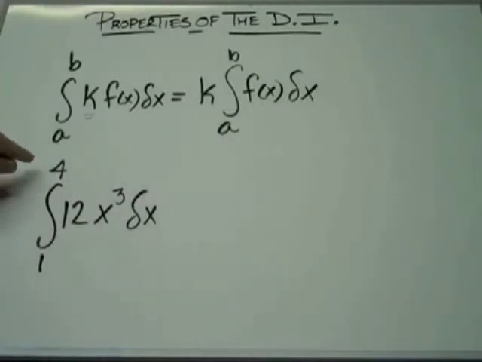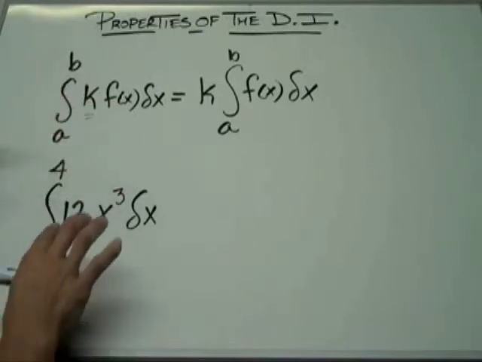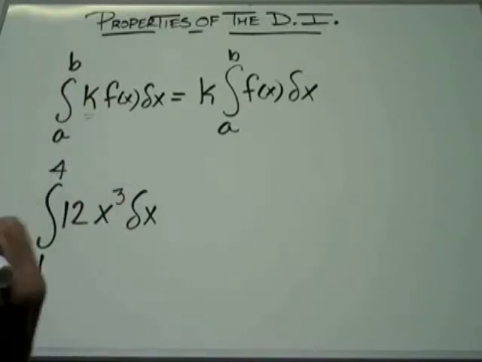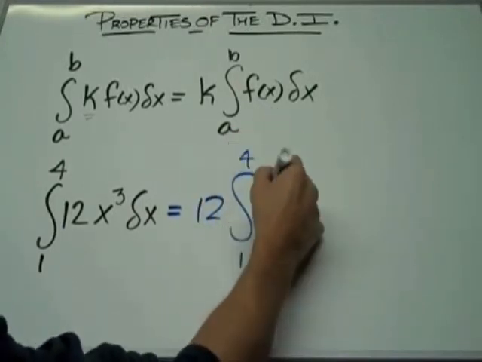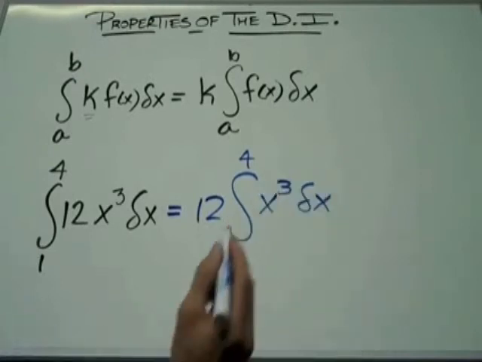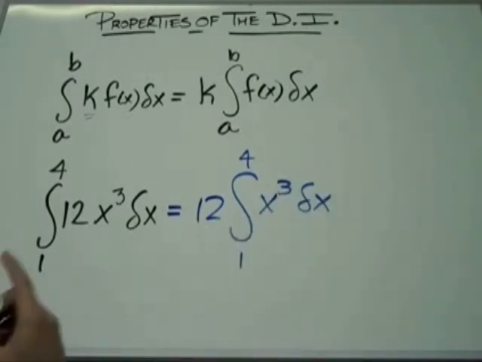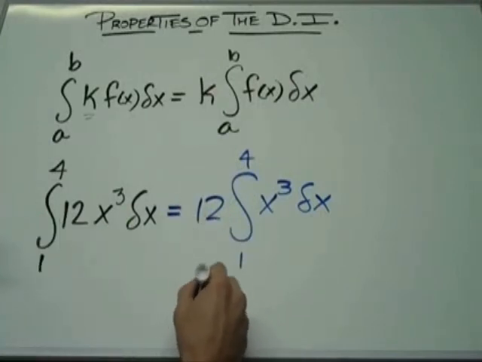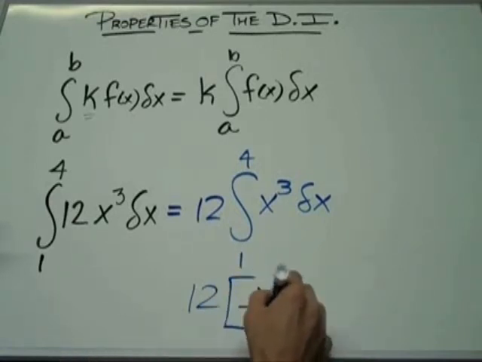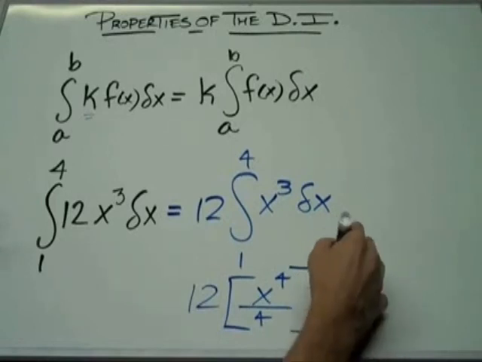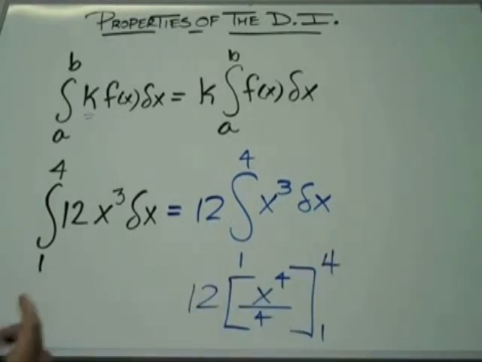For example, if I'm integrating 1 to 4 of 12 x cubed dx, this 12 can cause me some problems. So what I'll do is I'll make this equal to 12 times the definite integral 1 to 4 x cubed dx. And then it's just a little bit easier to integrate this. You'd see this is 12 times, usually you include the parentheses like that, 12 times the quantity, this will be x to the 4th over 4 integrated from 1 to 4. And then you can just keep the 12 outside when you plug in the 4 minus plug in the 1, and you'll get your answer.